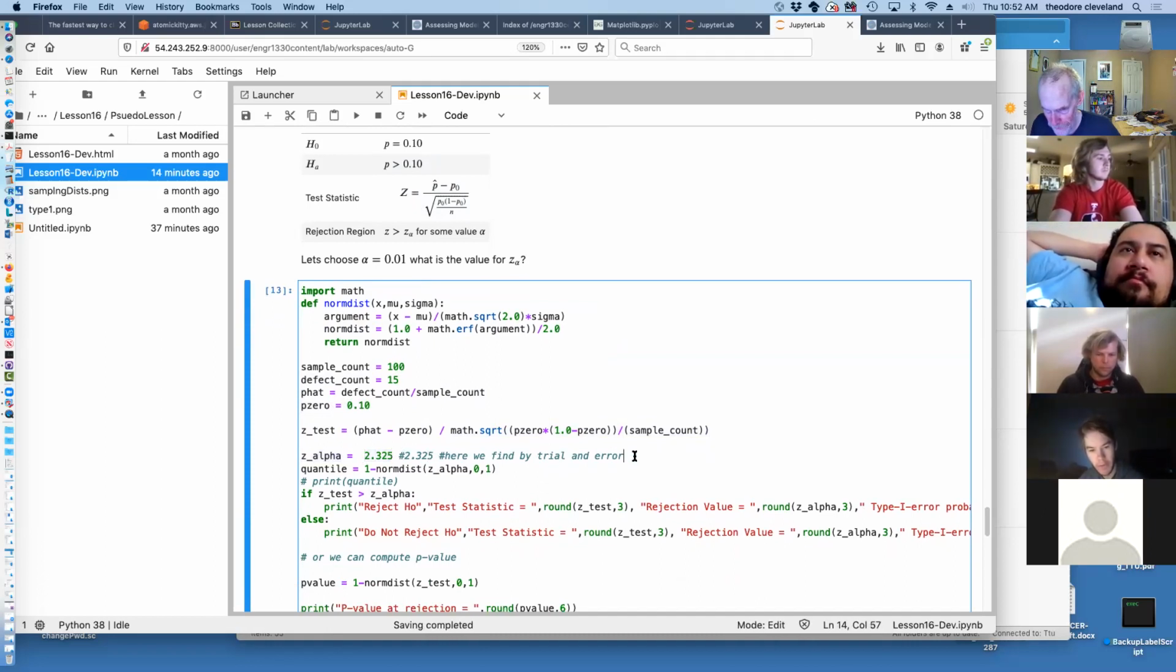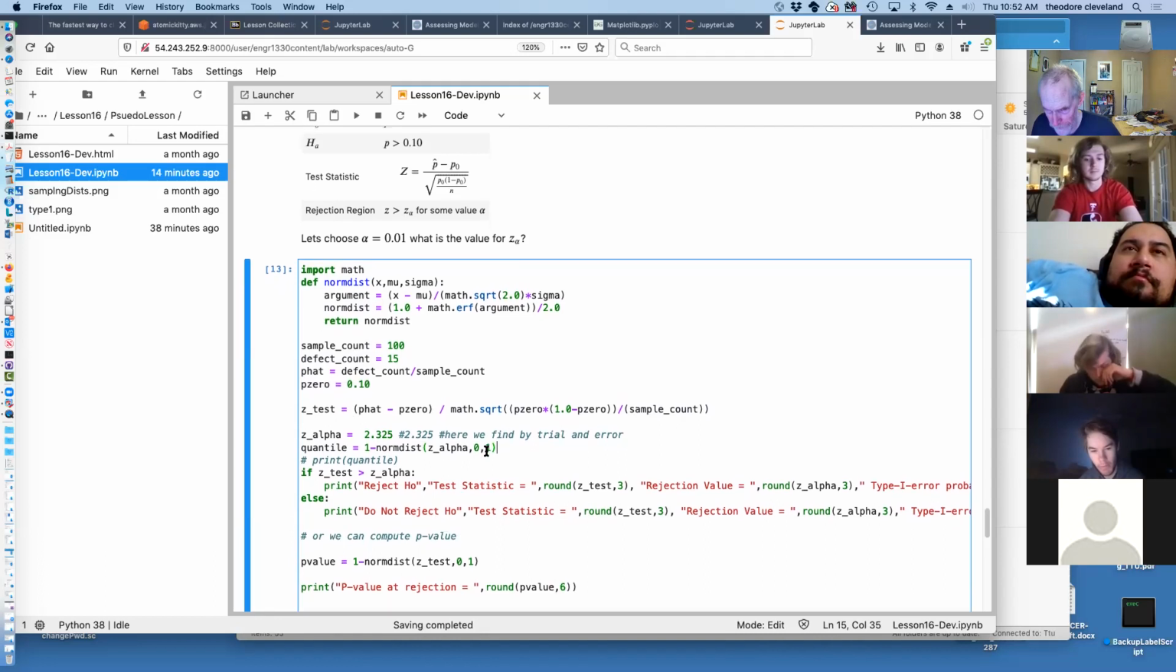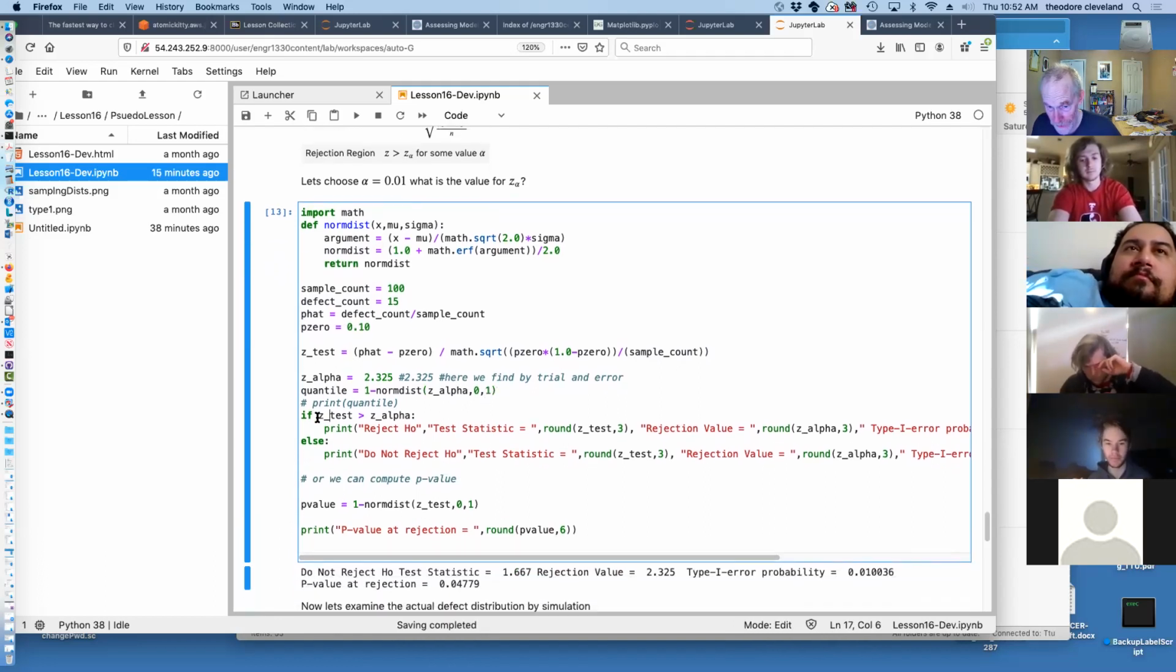And here we can either find this by trial and error, or we can get it from our norm distribution quantile. And so I'll change this number when I run this simulation. And then we go ahead and apply our reject conditional statement. If the value of z test is bigger than the value of z alpha, we reject our null hypothesis. If that's not so, we do not reject our null hypothesis. And then the last part, we can compute some p-values. So let's go ahead and run that.